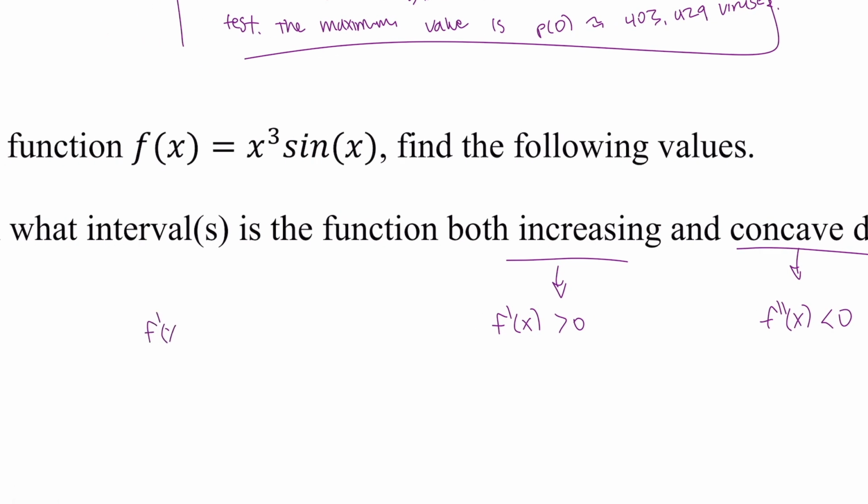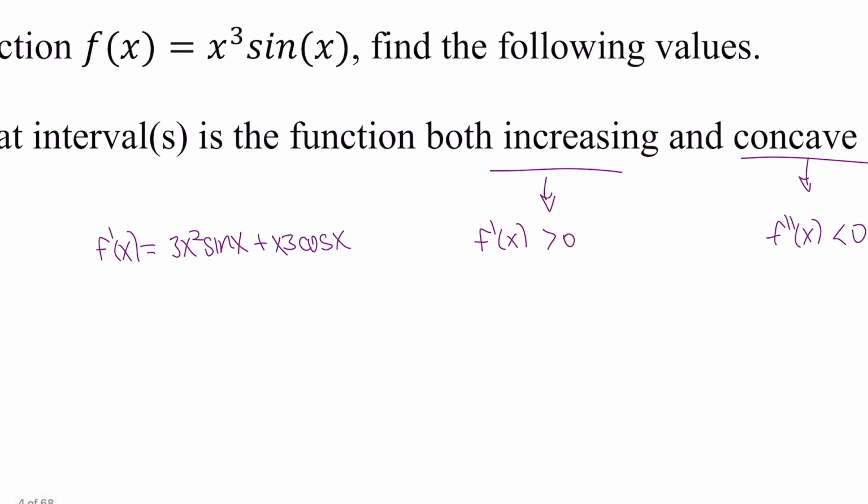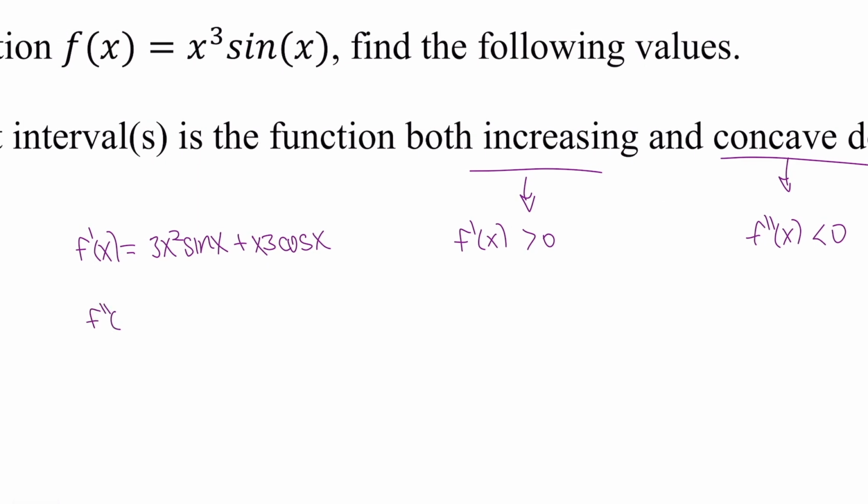F prime of x is going to be 3x squared sine x plus x to the third cosine x, right? Okay, and then f double prime of x is going to be 6x sine x, and then plus 3x squared cosine x plus 3x squared cosine x minus x to the third sine x.